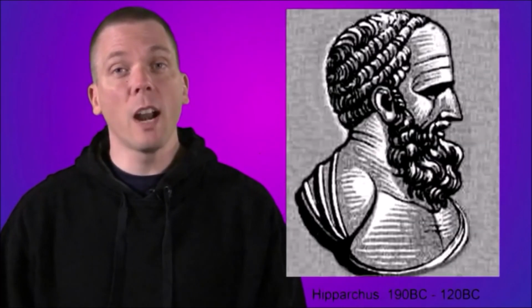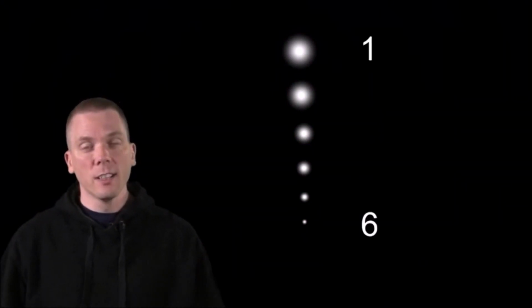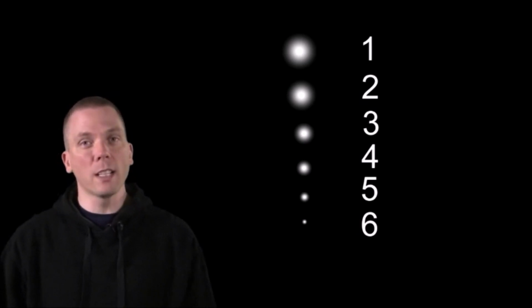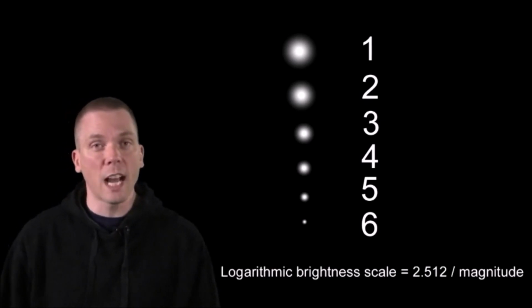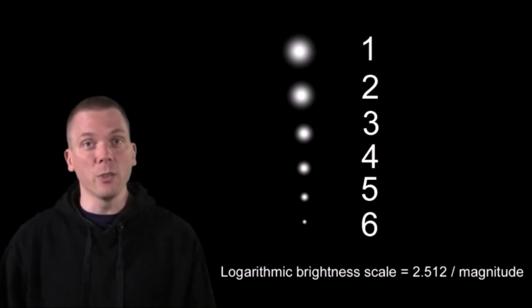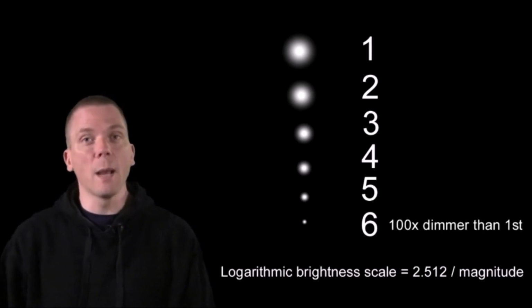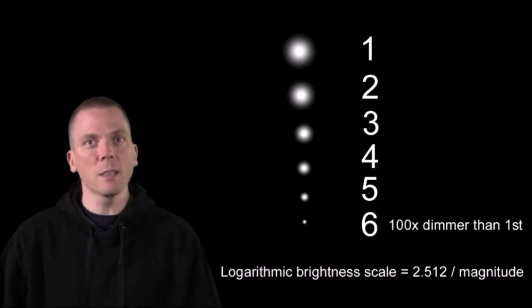The Greek astronomer Hipparchus developed the magnitude scale back in the 2nd century BC, when he assigned the brightest stars a magnitude of 1 and the dimmest stars that of 6. The in-between stars, 2, 3, 4, and 5, were assigned according to their various brightnesses. Using a logarithmic scale, he assumed that each star was 2.512 times brighter than the next dimmest one. Taken across that full 6 magnitude scale, the brightest stars, the first magnitude ones, were 100 times brighter than the dimmest, or the 6th magnitude ones.